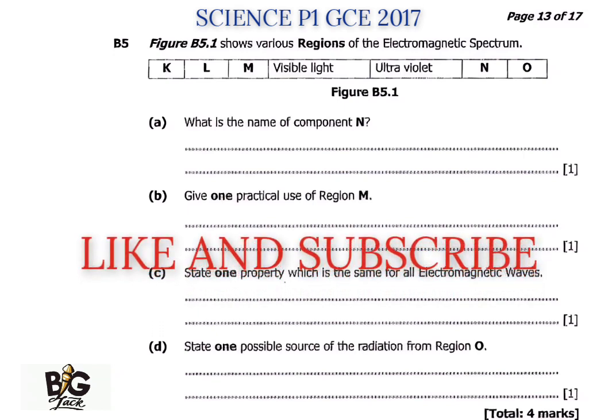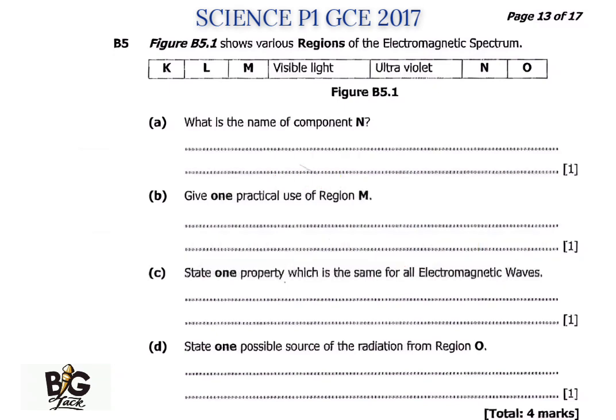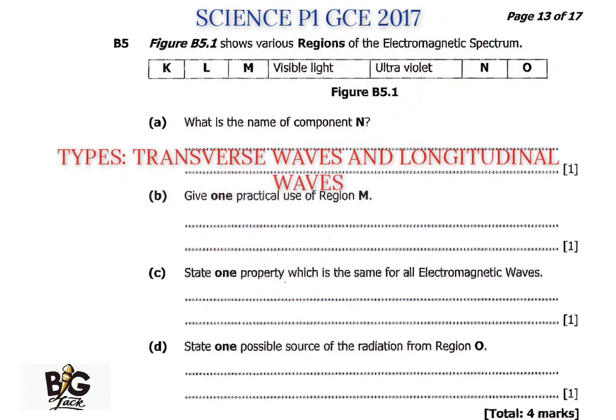The first thing here, I'm going to define what a wave is. I'm going to say a wave is a disturbance which carries energy as it moves. So a wave is a disturbance that carries energy as it moves. Now under waves, we have two types of waves. We have transverse waves and also longitudinal waves.